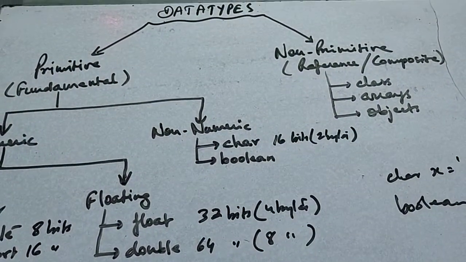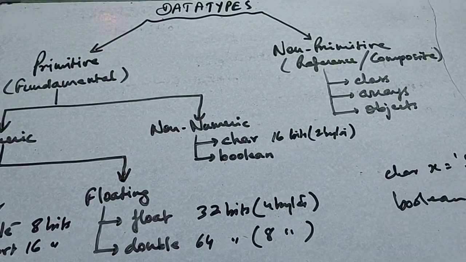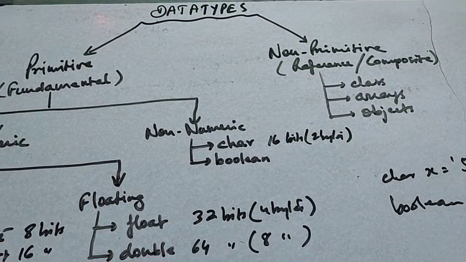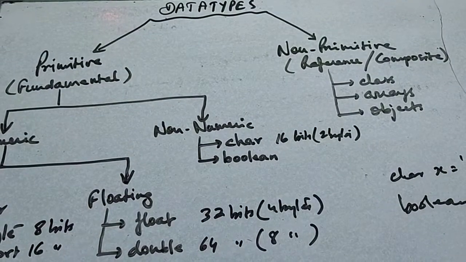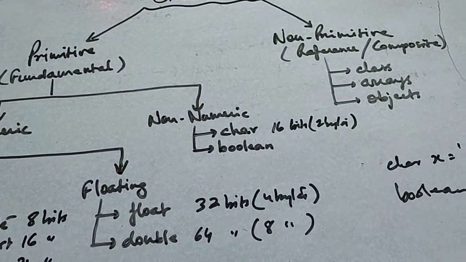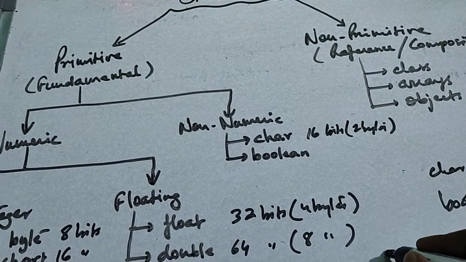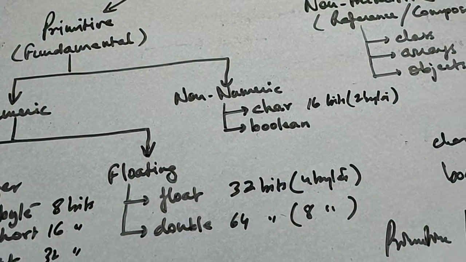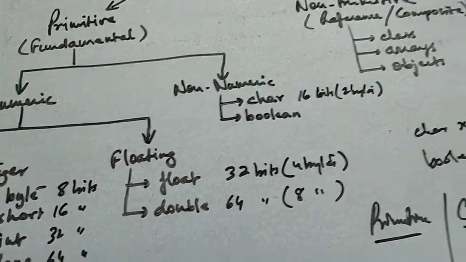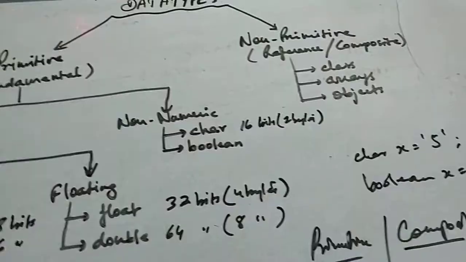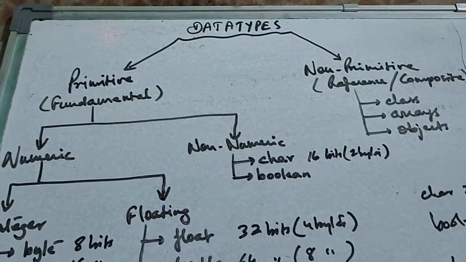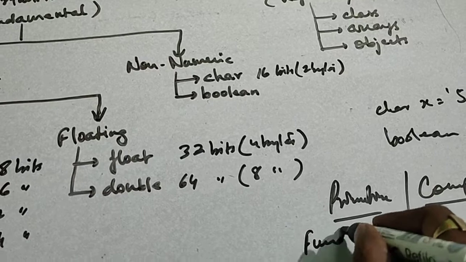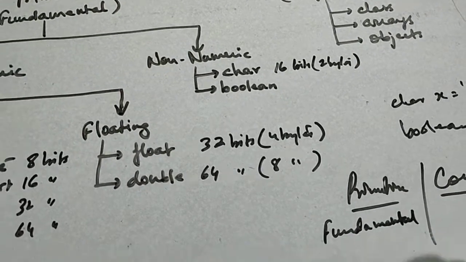For now, at least you must remember what primitive data types are, what non-primitive data types are, what you understand by data types, and what the difference is between a primitive data type and a non-primitive data type. So you can get a question like, what is the difference between primitive and composite, or what are composite data types. Primitive data types are also called fundamental data types. Please remember, they are called fundamental data types.